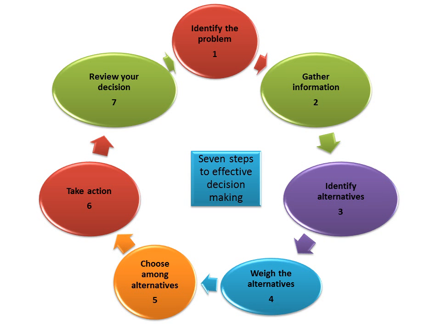So these are the 7 steps that must be followed when you want to make an effective decision. The first step is to identify the problem. Number 2, gather information. Number 3, identify alternatives. Number 4, weigh the alternatives. Number 5, choose among alternatives. Number 6, take action. Then lastly, review your decision. So we shall tackle these steps one after the other. So let us start with the first step.